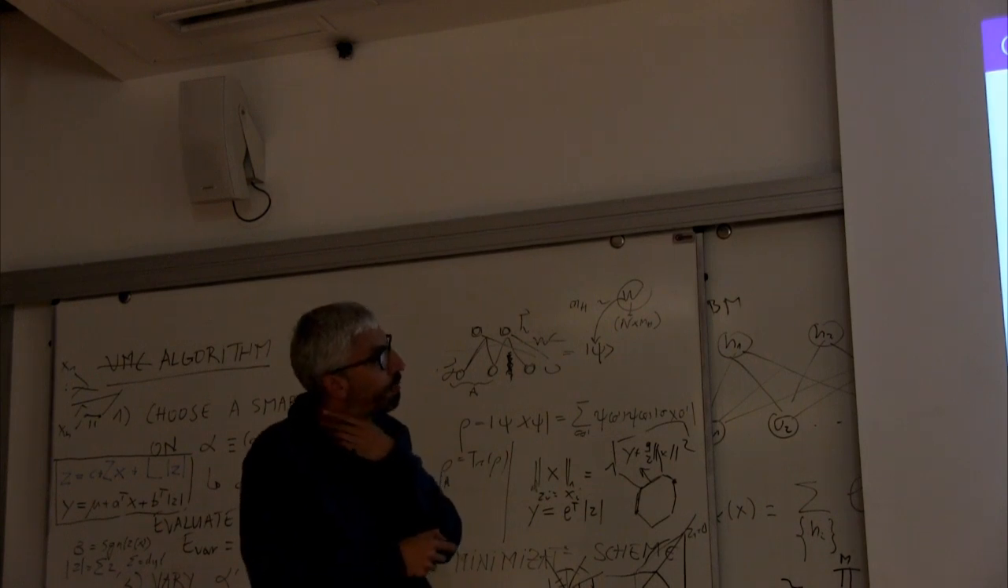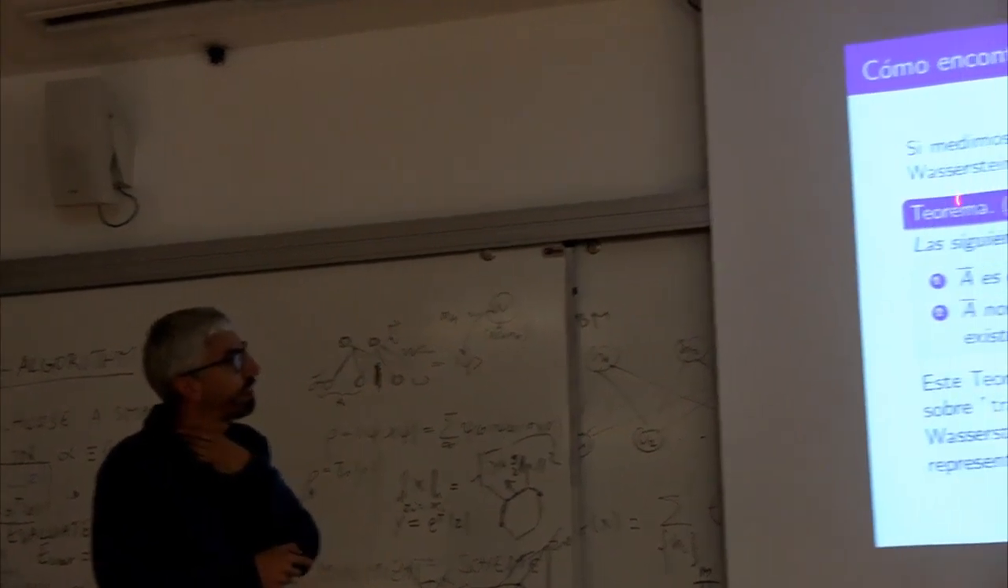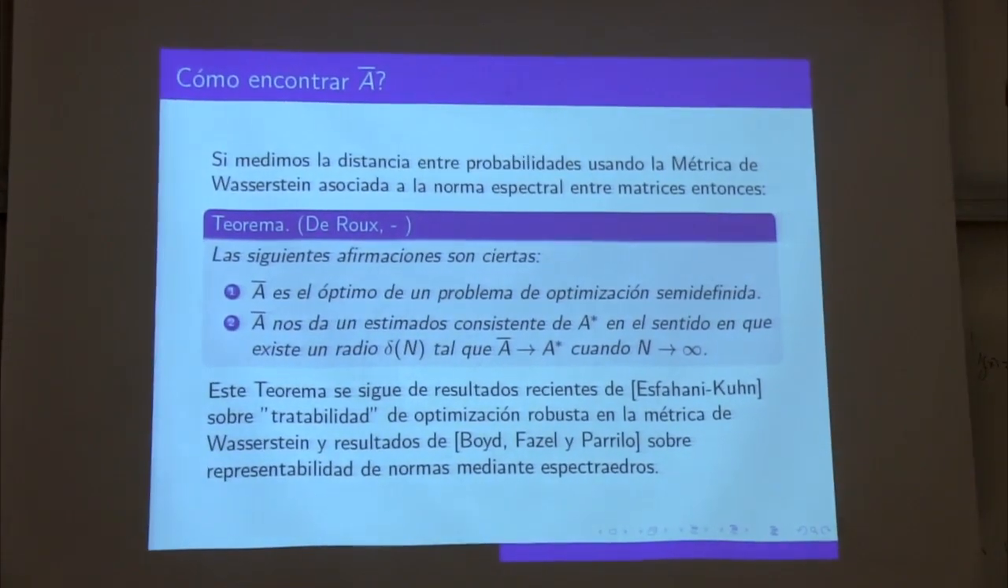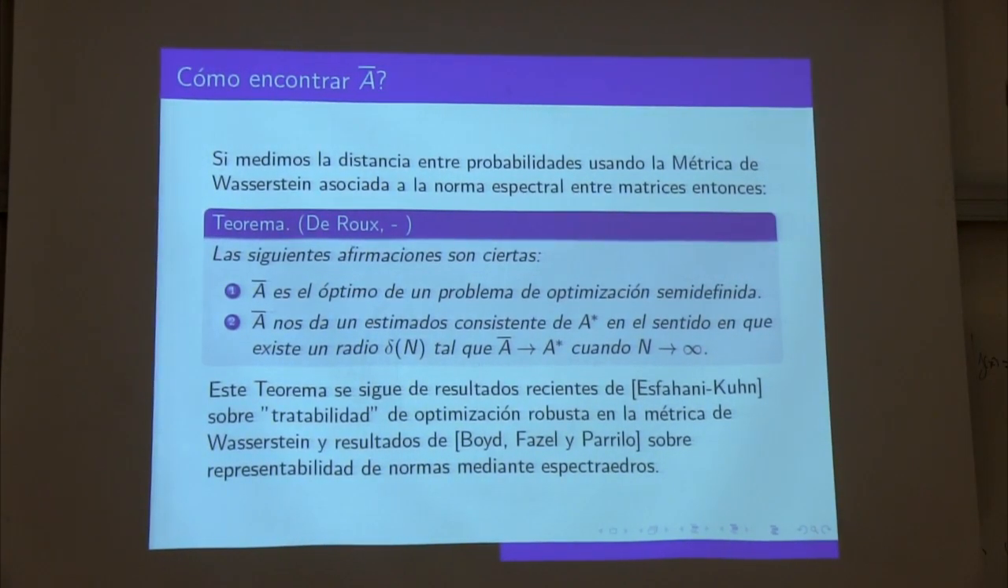So if we measure the distance between probabilities using the Wasserstein metric associated to the spectral norm between matrices, so now I have chosen a specific norm between matrices, the so-called spectral norm, which is the largest singular value, then the following statements are true. First, A bar can be computed as the optimum of a semi-definite programming problem. So not only is it now finite dimensional and convex, but it's something that you can really solve in practice with a computer.